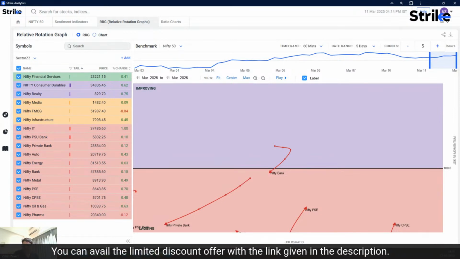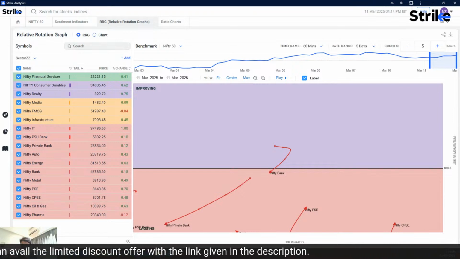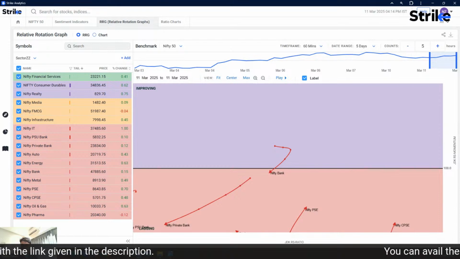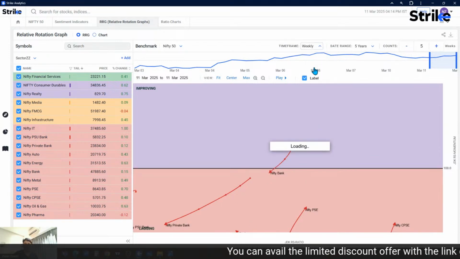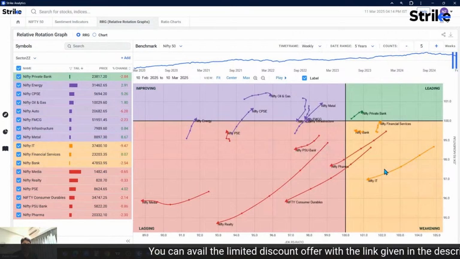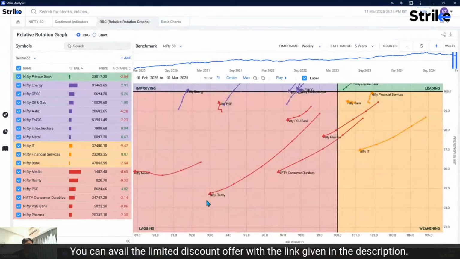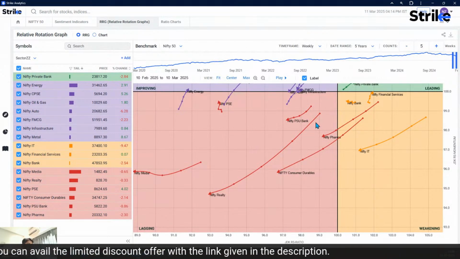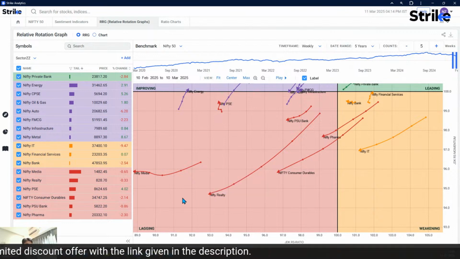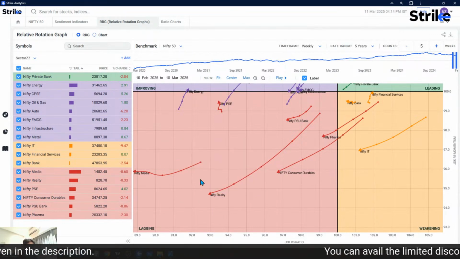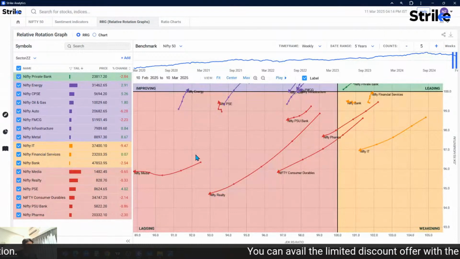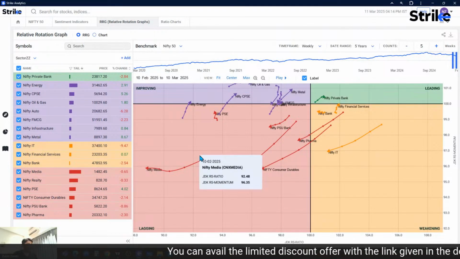Rahul is asking, Nifty Realty seems to have huge momentum into the lagging quadrant. Can we plan based on this? On what time frame did you see Realty? Realty over here on the weekly time frame has gone down. Let it remain here, Rahul. On the weekly chart, let it turn upwards a little bit, and then we'll see.